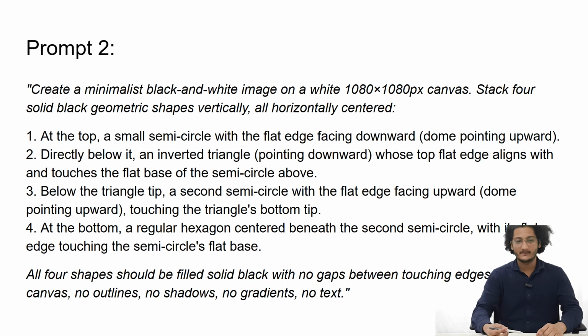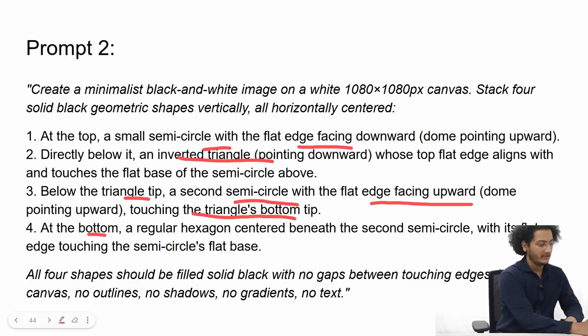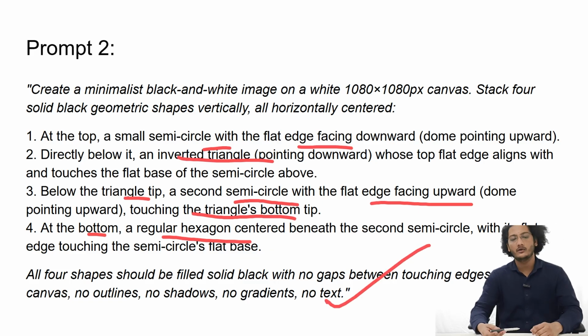Let's have a look at this prompt. At the top, a small semicircle with flat edge, and directly below it an inverted triangle, and below that a semicircle with flat edge facing upward touching the triangle's bottom tip, and at the bottom there's a hexagon. So this is how you will think very specifically in order to give a prompt.